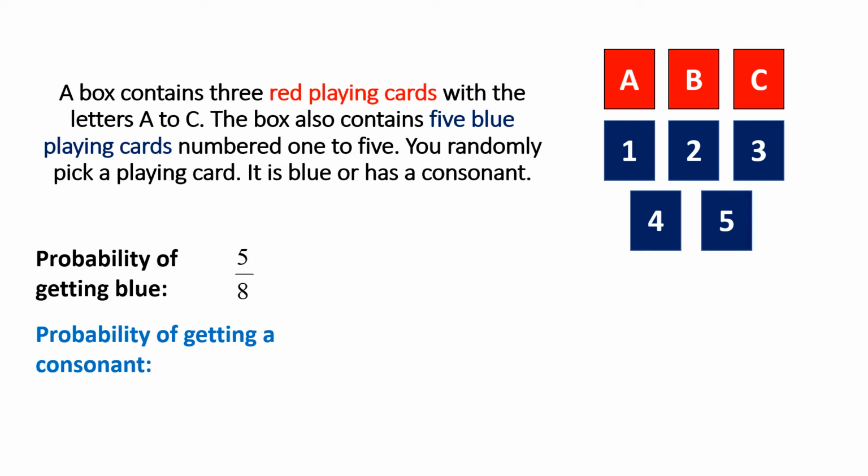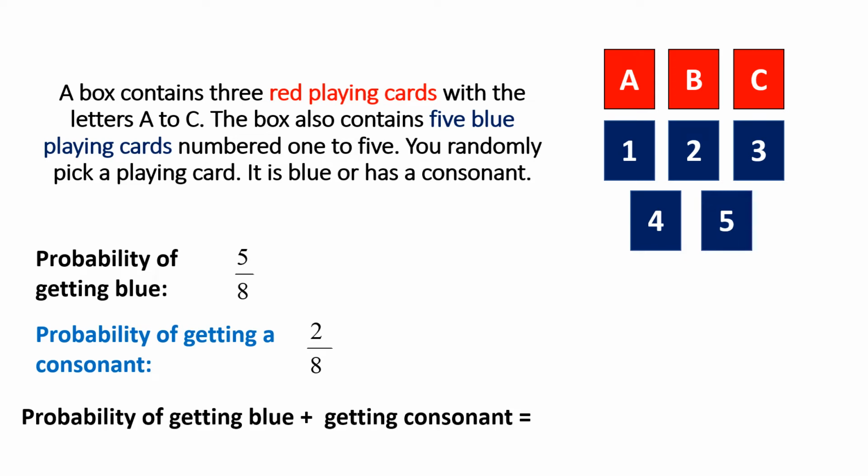So, among the red cards, you have A, B, and C. Ilan doon ng consonant? So, you have B and C lang. So, what's the probability of getting a consonant? That's 2 over 8. And then, if we would like to get the probability of getting a card that is blue or a consonant, add lang natin kasi wala naman silang pagkakapareho na dalawa. So, 5 plus 2 is equal to 7, and then copy the denominator 8.